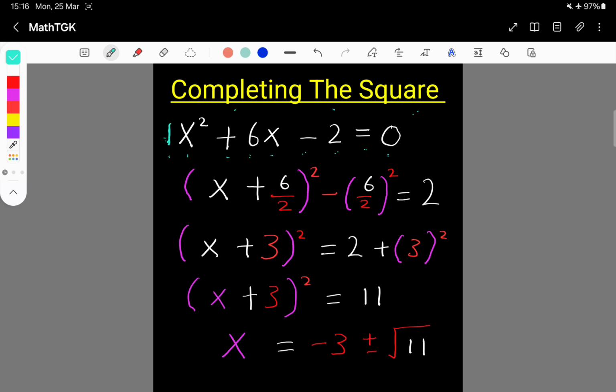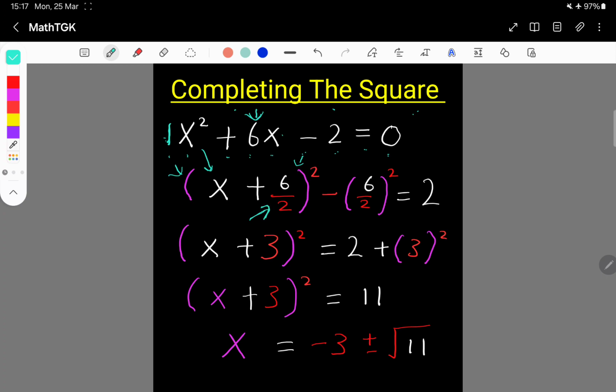In order to carry out the completing the square, what you need to do is draw a bracket first. Okay, draw a bracket first. So then the next thing is you notice that the x squared will become x, okay, and the x term will disappear. So the coefficient for x, remember to divide it by 2.